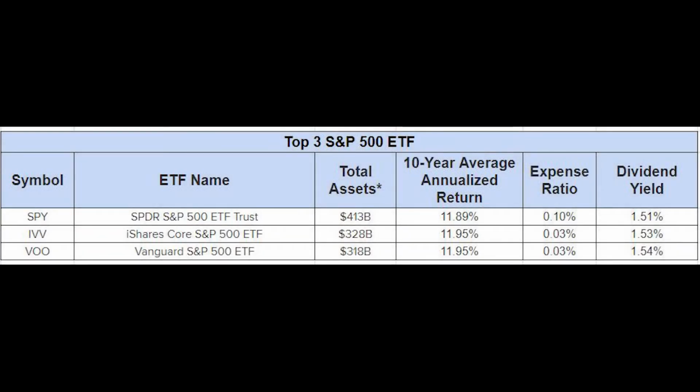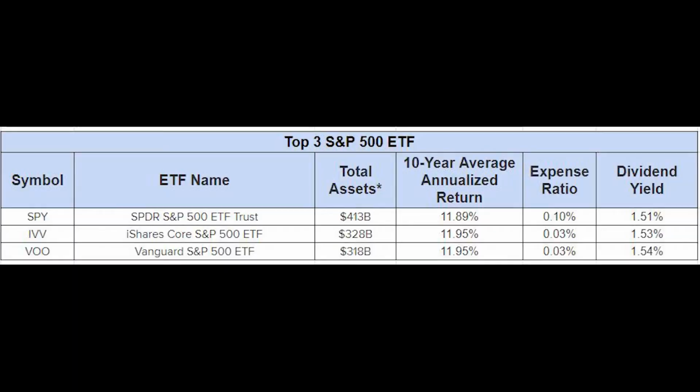Now let's talk about the top 3 S&P 500 ETFs. As you can see, these are the top 3 S&P 500 ETFs, which are exactly the same product but offered by 3 different brands. Now the first column is assets under management. Assets under management is the total money invested in this ETF. And as you can see, the top 3 ETFs have anywhere between $300 to $400 billion of assets under management.